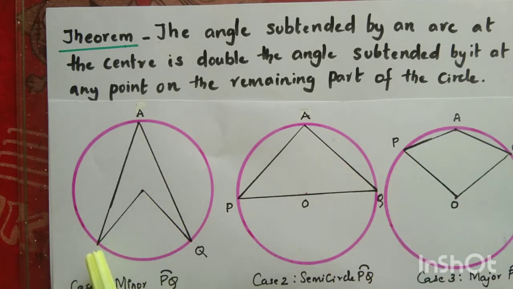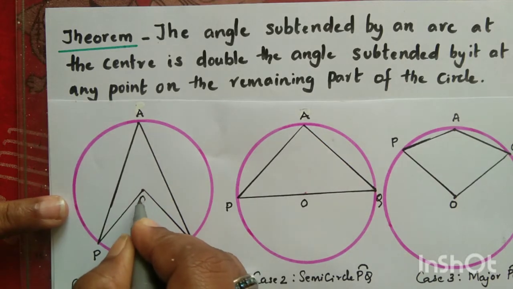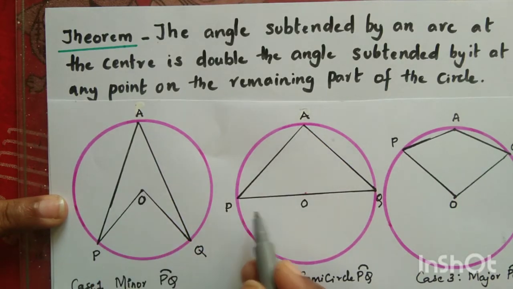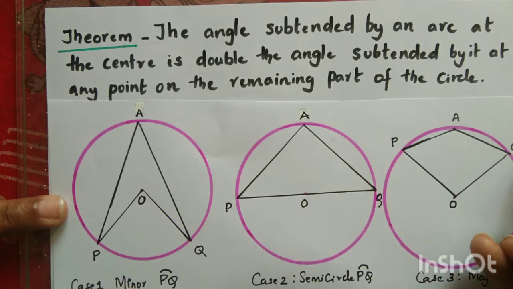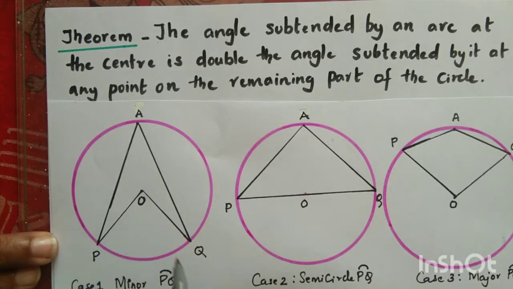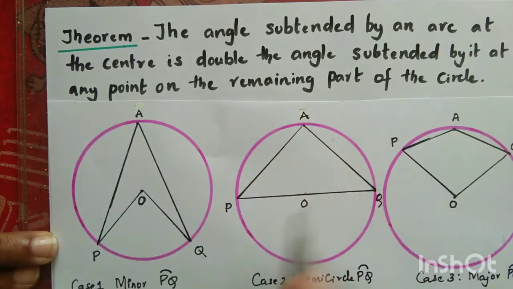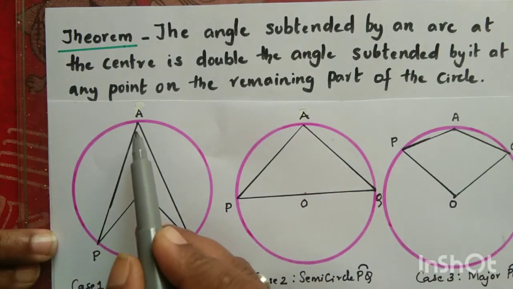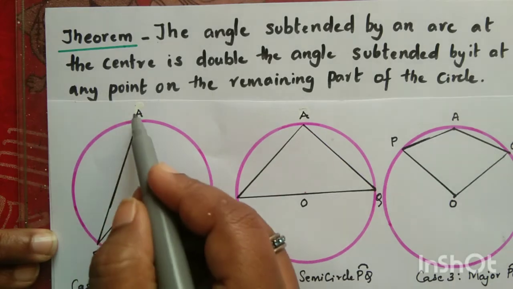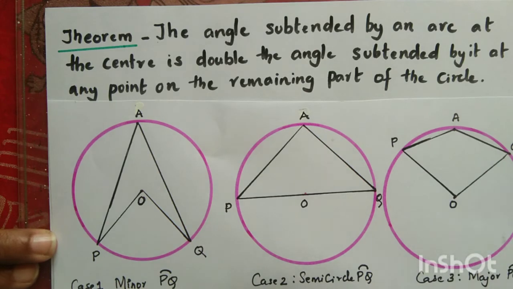So now, this is the angle which is subtended at the center. POQ is the angle subtended at the center. What you need to prove here is that POQ is double the angle subtended by it at any point on the remaining part of the circle. So now you need to prove that it is twice the angle PAQ. In all the 3 cases, the naming is the same. So let's see how to prove this.